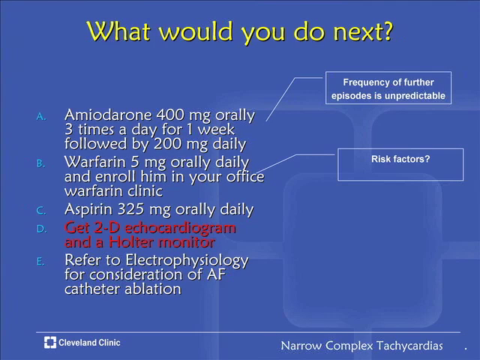Unfortunately, here, I can't give him amiodarone because this is his first episode. I have no idea when he's going to have his next episode. It could be in 10 years. So I can't subject him to any kind of antiarrhythmic medication based on a first episode of atrial fibrillation, because I don't know when it's going to happen again. I don't know if I need to give him Coumadin or not because I don't have his risk profile for stroke. Same thing for aspirin. He might need Coumadin, he might need aspirin. So the best thing is that we need to do an echo and a Holter.